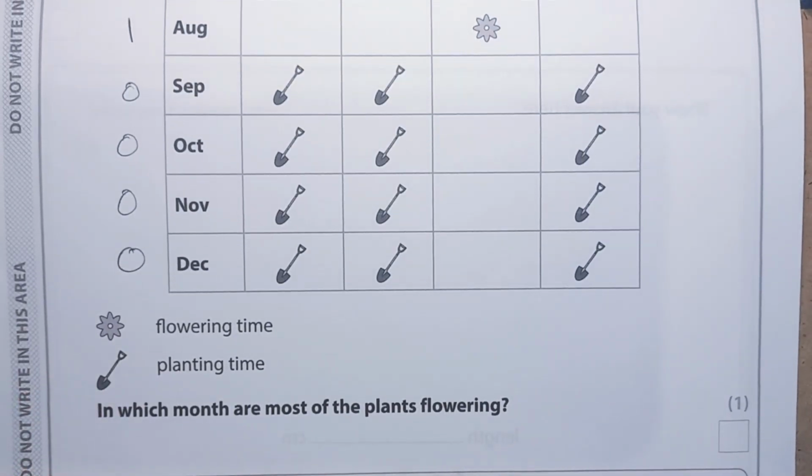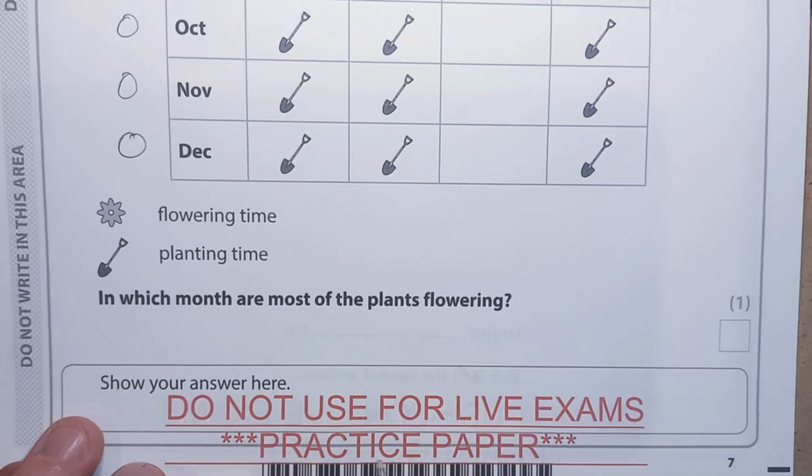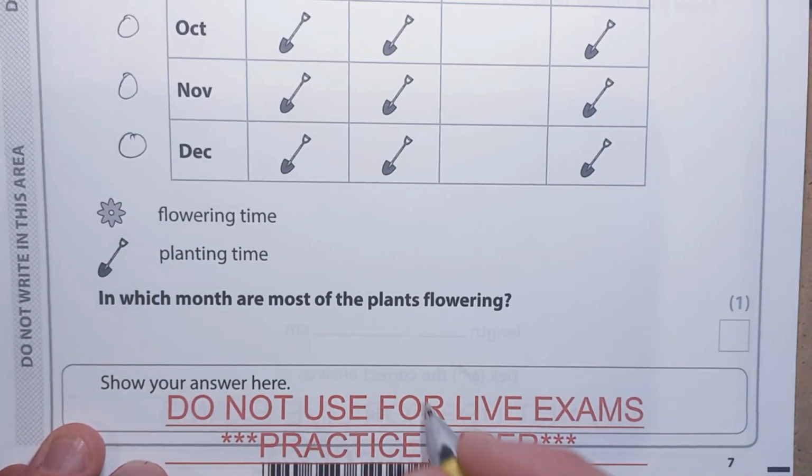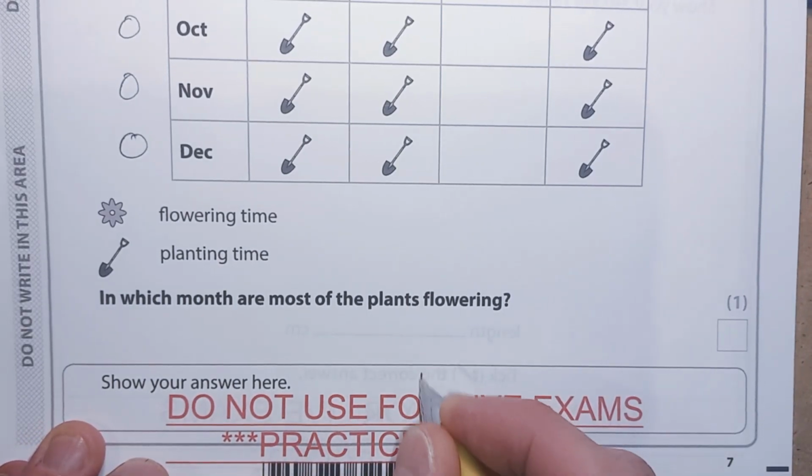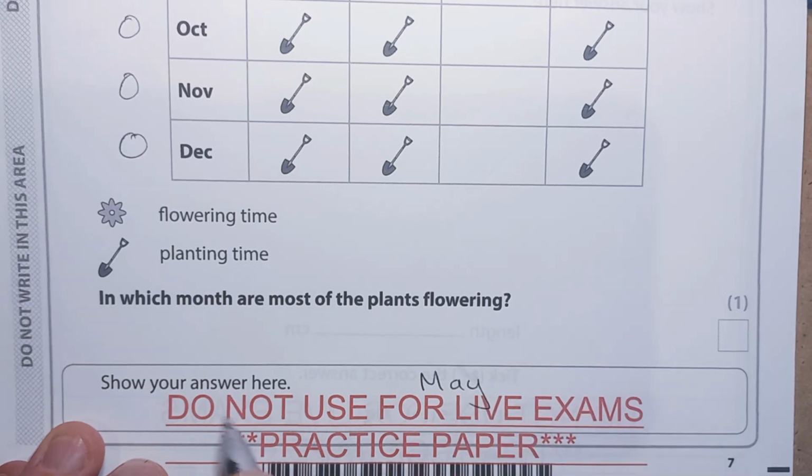And show your answer here. There's this print on here down at the bottom. You wouldn't normally have this if it was a real paper. So you probably can't see that this really is the answer box. So we'd write May in there.